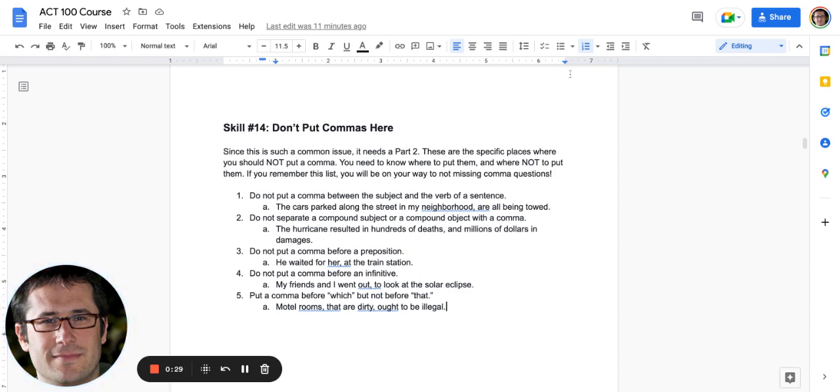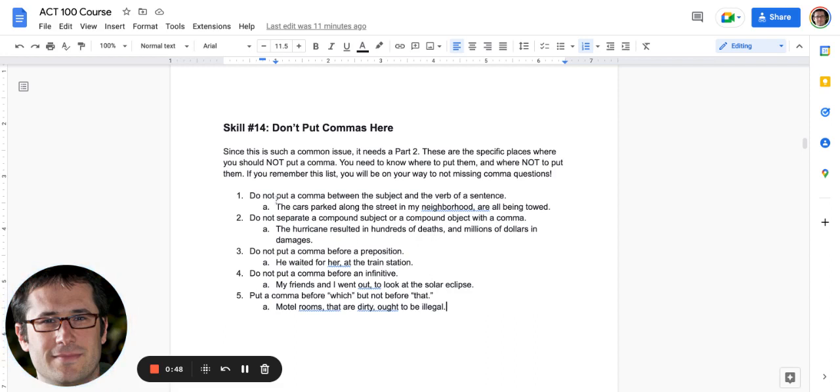So, this is where you should not put a comma. And if you remember this list, this is basically it. There are five situations where the ACT puts commas as sort of trap answers. There might be some other small stuff, but if you get this, you're going to be in good shape.